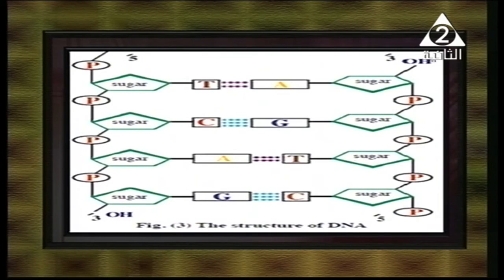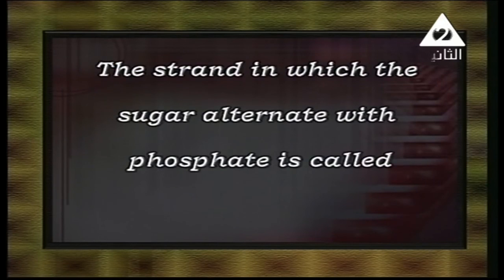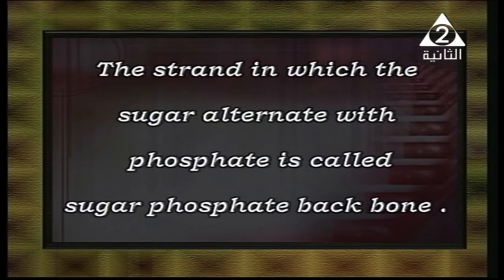Well, after that, the strand in which the sugar alternates with the phosphate is called what? Sugar phosphate backbone. I mean, it's the backbone of what? The backbone of the strand. Okay, the main support of the strand. This is the meaning here. The sugar and phosphate chain is called the sugar phosphate backbone. This is the meaning of backbone.